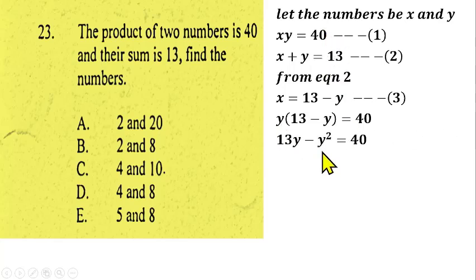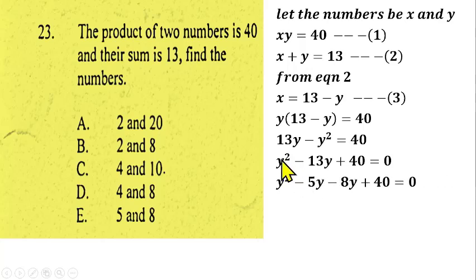Open the bracket. We have 13y minus y squared equals 40. Then bring this 40 here, or you bring everything to this side. So we'll be having y squared minus 13y plus 40 equals 0, which is a quadratic equation to solve so that you can find our y. Then when you get our y, you can find our x from there. If you solve this quadratic equation, the two values multiplied together give us 40, and when you add them together, they give us minus 13. That should give us minus 5 and minus 8. So minus 5 times minus 8 will give us plus 40. Then minus 5 minus 8 will give us minus 13.